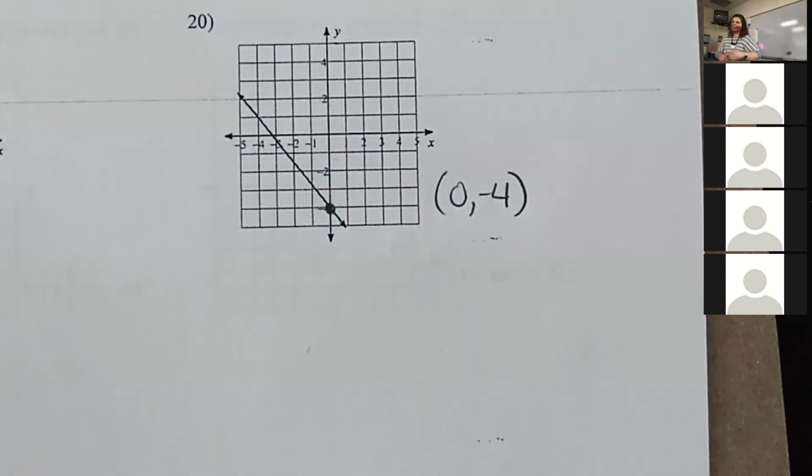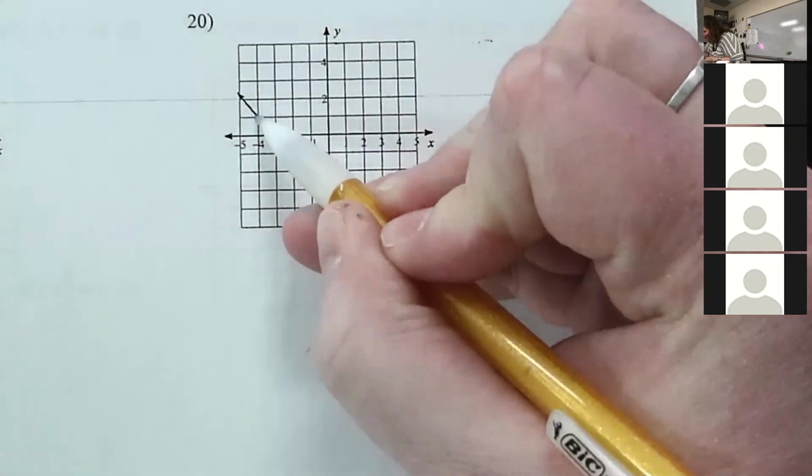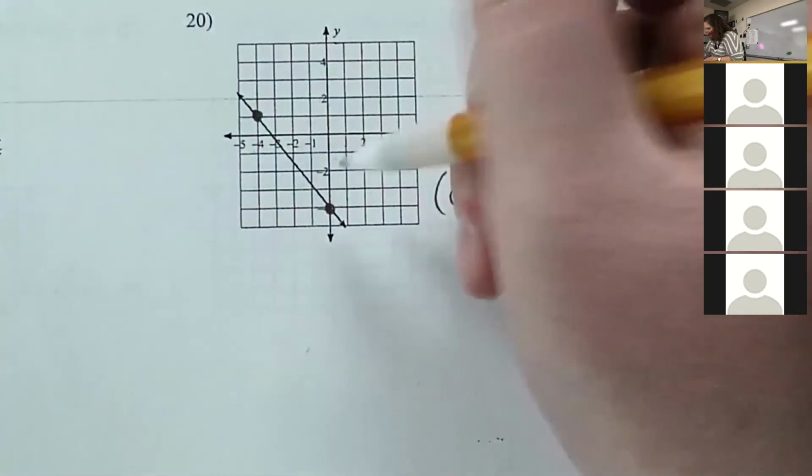So what do you think I should do? Not do it is not an option. What could we do? Could we make an equation of that line? Yeah, let's make an equation. Let's find another point on that line. Well, I see another point right here. So let's find the slope there.